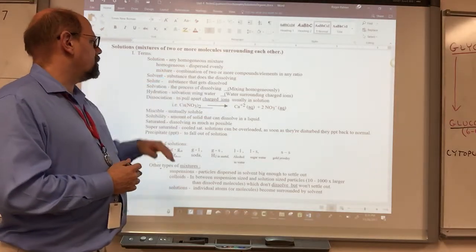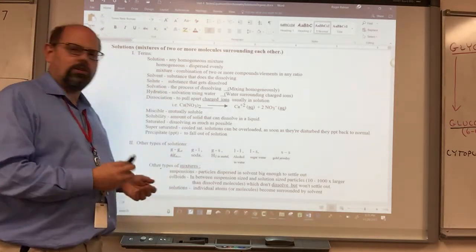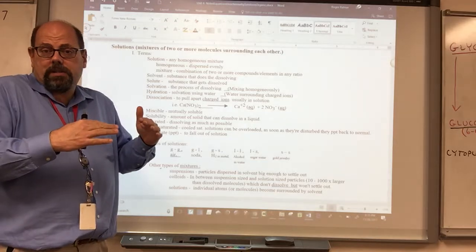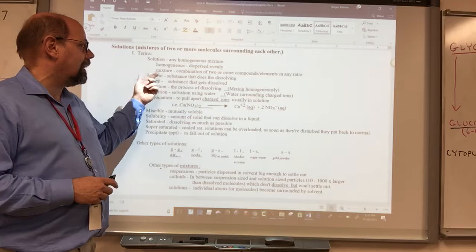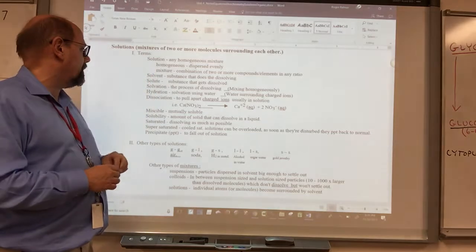And homogeneous just means dispersed evenly, whereas mixture means it's a combination. You can make it sweeter than sometimes others. You can make it less sweet. You can make it saltier. You can make it less salty. So it's not got a fixed ratio like the compounds we talked about before.